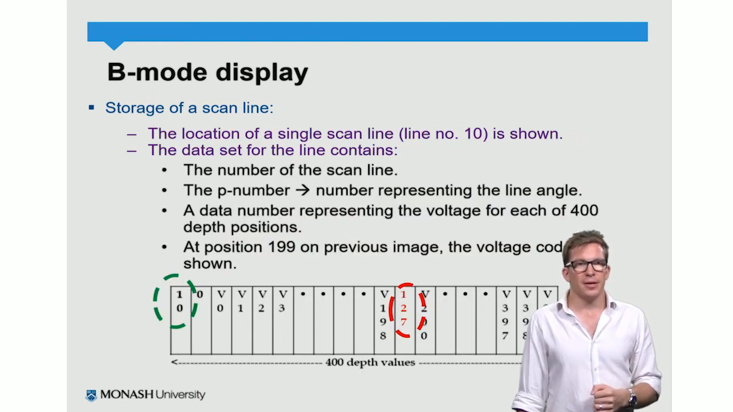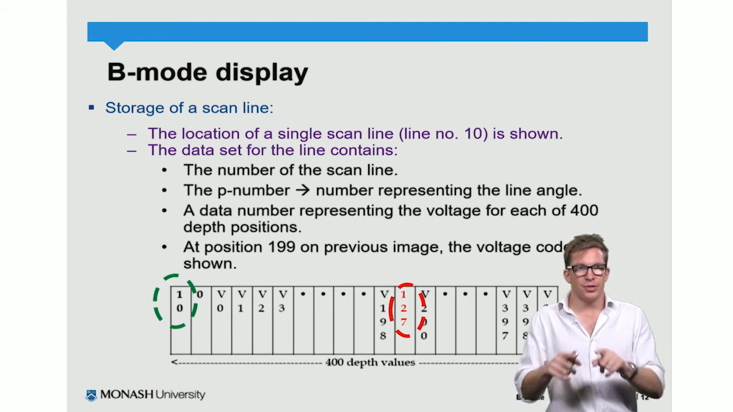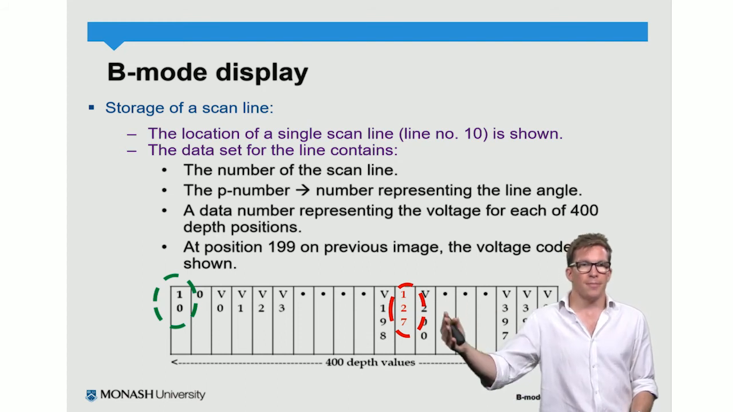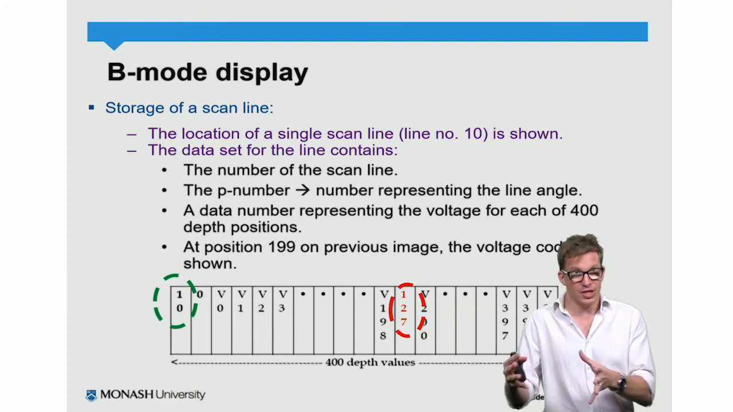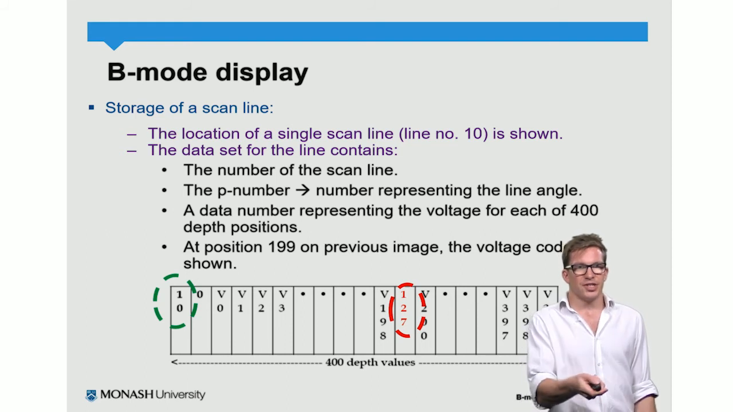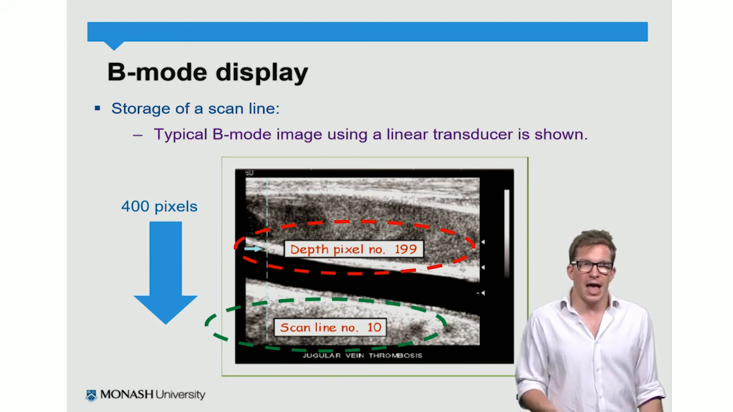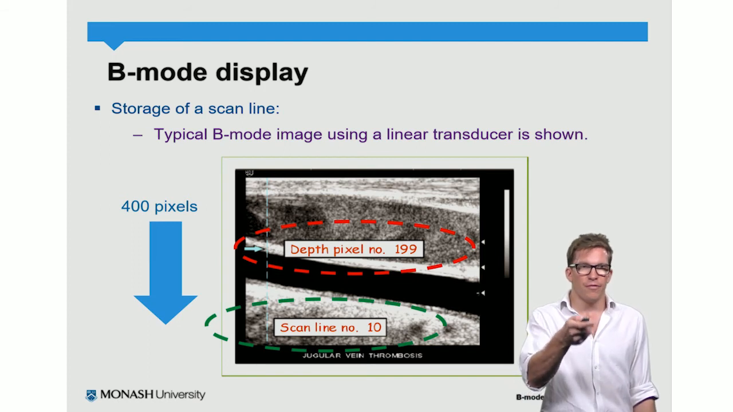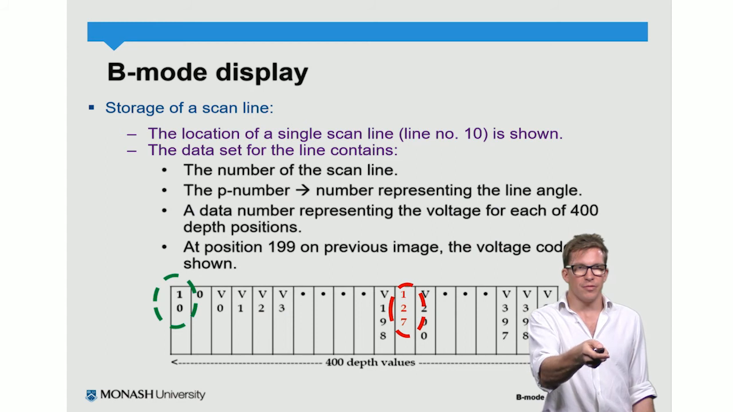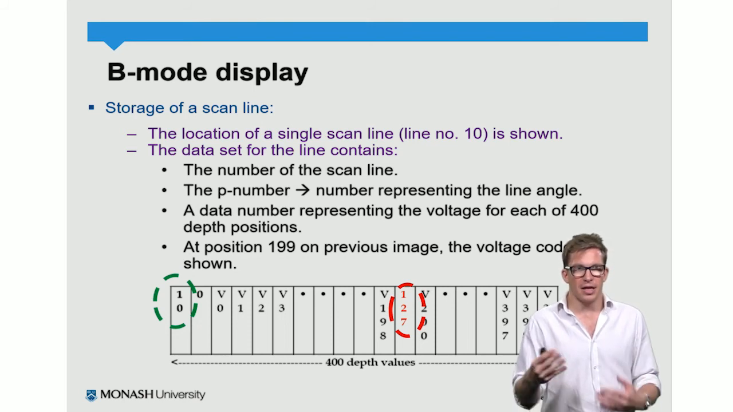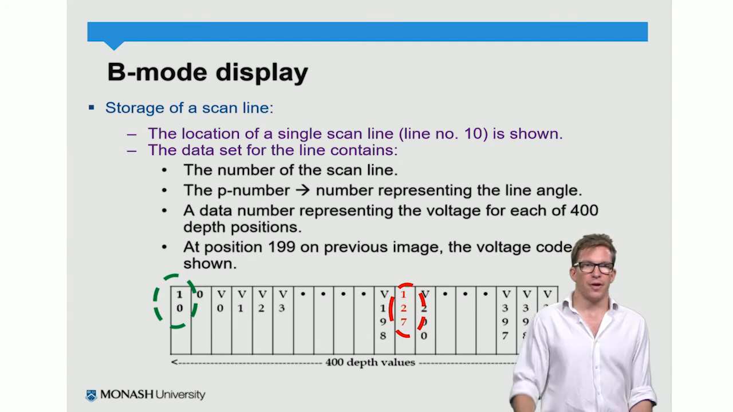Now, those numbers are encoded on a data string, which is processed by electronics in the ultrasound system. And so we can see we have the scan line number, which is recorded first, so that's the number 10, so we've assumed it's scan line number 10. And the position along, so we've assumed that there are 400 pixels, so we can see that the numbers go from 0 to 399, and then each one of those has a voltage pulse, which is going to be represented as a colour from black to white, from 0 to 255.